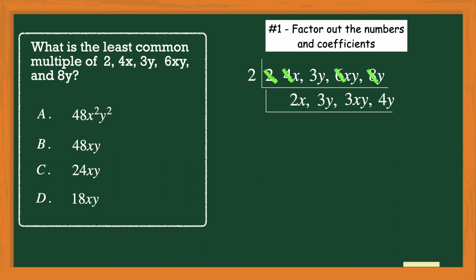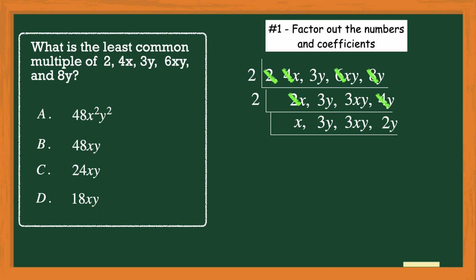Looking at the values here, I see that I can factor out another 2. Looking at the 2x, the 2's cancel each other out, leaving just the x. 2 does not divide into 3y or 3xy, so I just bring them down. But 2 does divide into 4y 2 times, and I'll bring down the y.